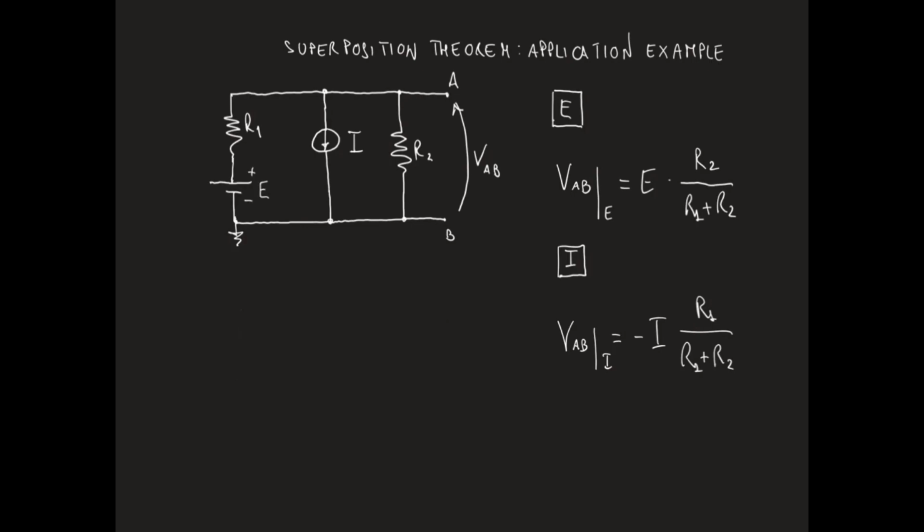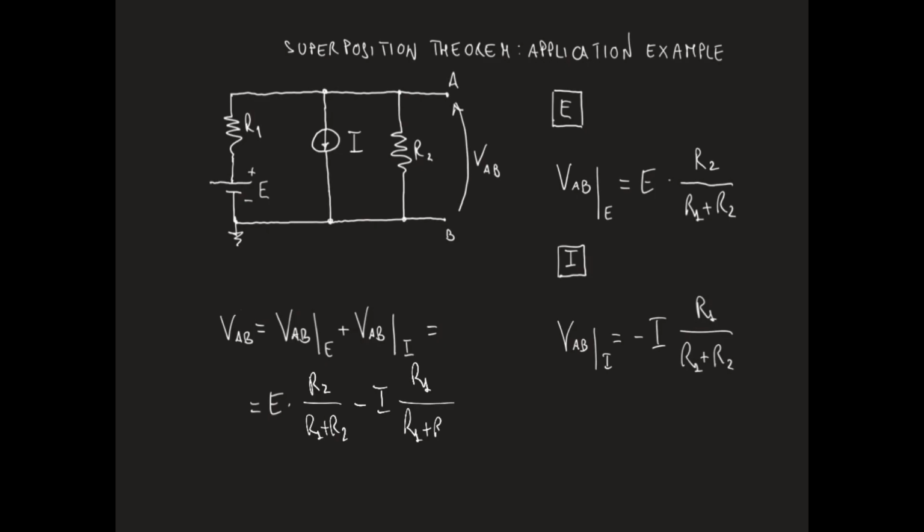Eventually, based on the superposition theorem, we can say that the voltage VAB, taken as the output variable of the circuit, can be written as VAB as an effect of E plus VAB as an effect of the current source I, which is given by E times R2 over R1 plus R2 minus I times R1 over R1 plus R2.